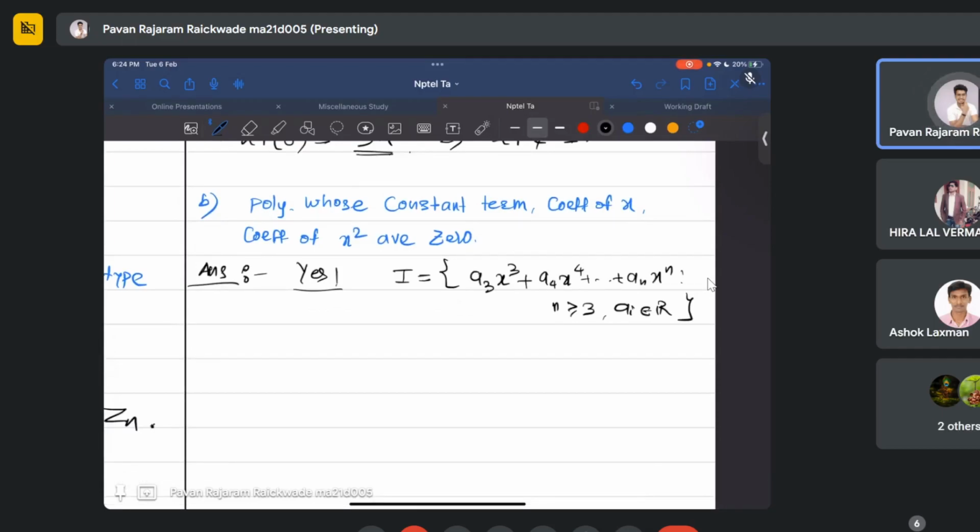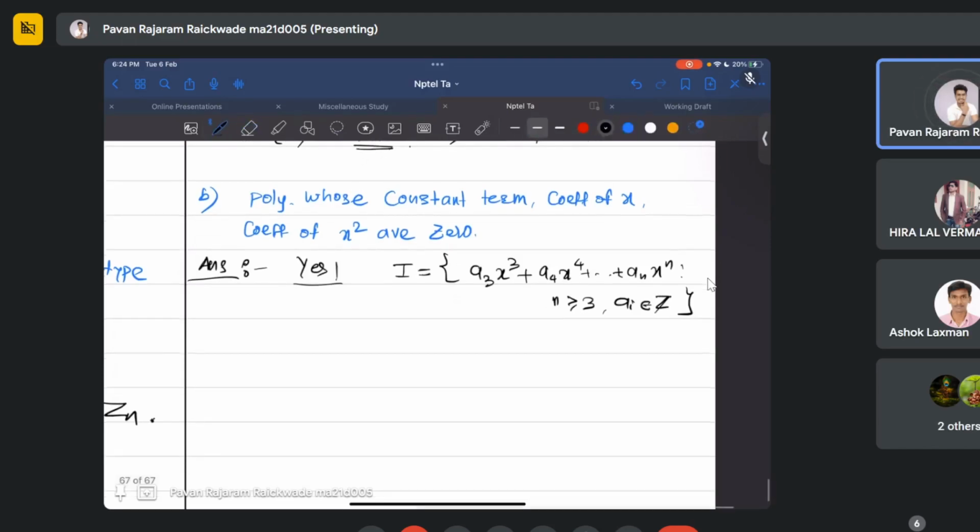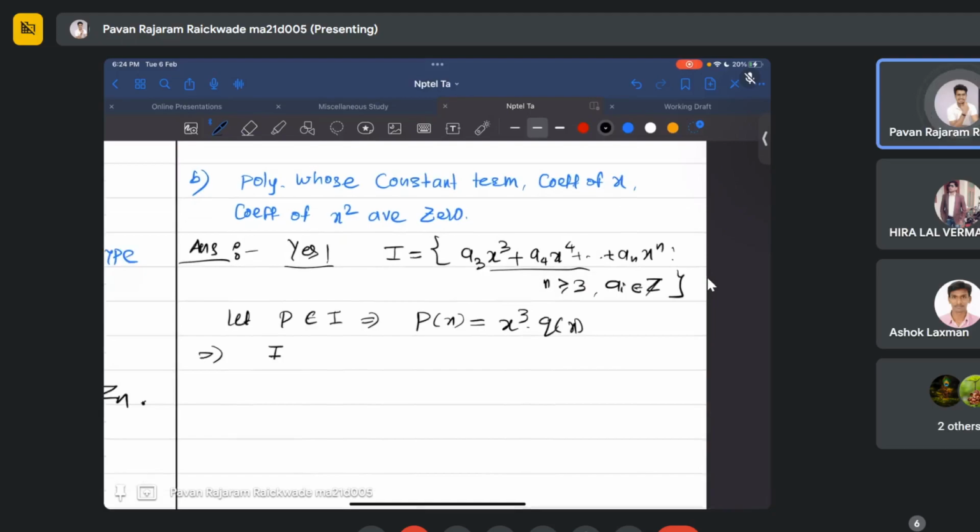So is it an ideal? Not R, you are in Z always. So the question is, is it an ideal? Suppose I take p belongs to I. Then I can write p of x by taking x cube common from all these terms, as x cube times some other polynomial q of x. What does it mean? This means I is the ideal generated by x cube.